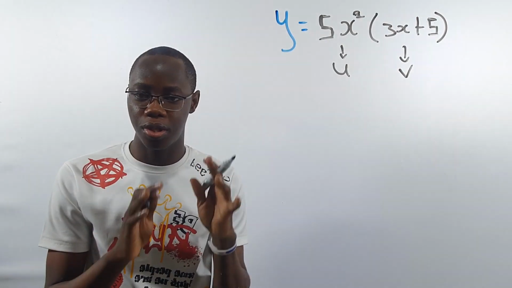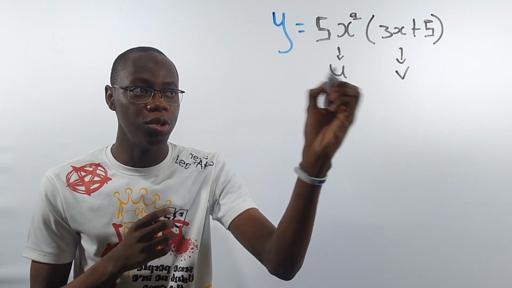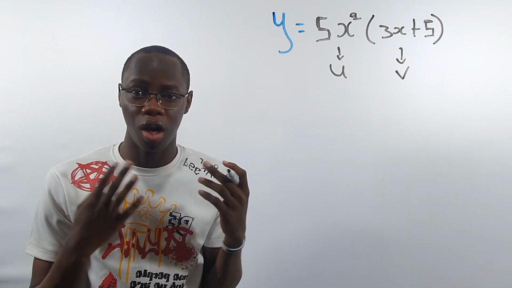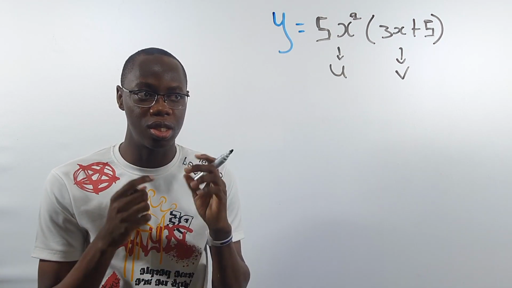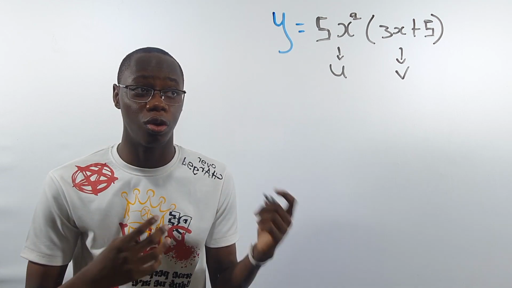So now you've seen how to use the product rule, and why to use the product rule. Now let me show you the shortcut method. If you keep using the product rule, you see that there's a shortcut to it. It's just something that comes to you when you practice the product rule often.